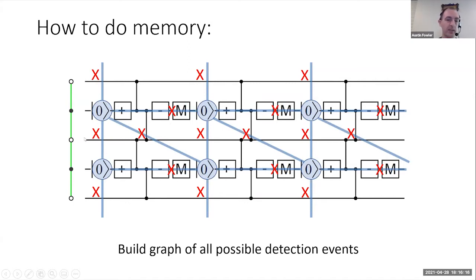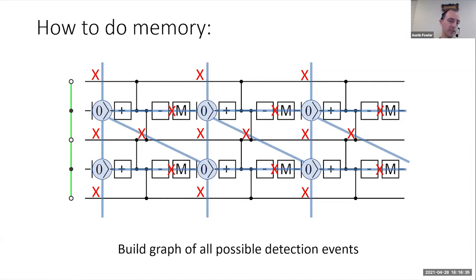And now what we get when we put every possible X error in every possible location is a graph. So here we can see this X error leads to a detection event here and here, and so on. You can build up every possible error. This measurement error here will lead to a detection event here and here. And all of this is done completely in classical software.